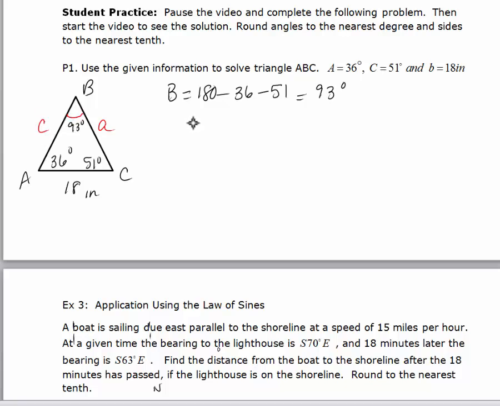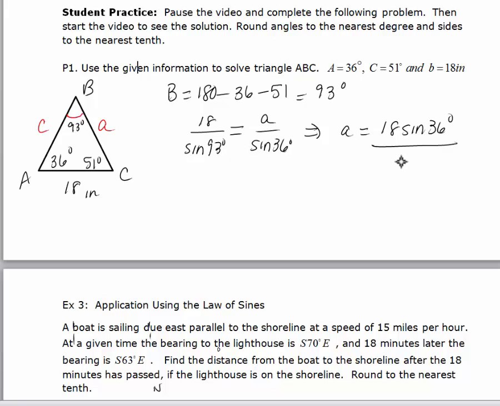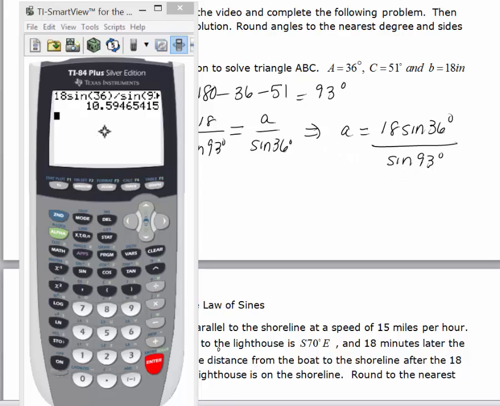So we'll start with 18, which is side B, over the sine of 93 equals A over the sine of 36 degrees. After setting our cross products equal to each other and then dividing, we'll get A is equal to 18 sine of 36 degrees all over the sine of 93 degrees. And plugging this in our calculator, side A is approximately equal to 10.6 if we round sides to the nearest tenth.